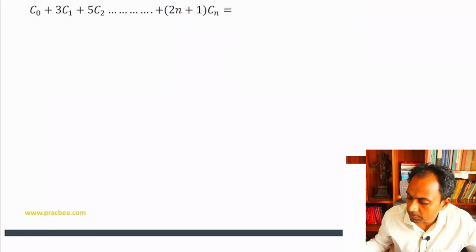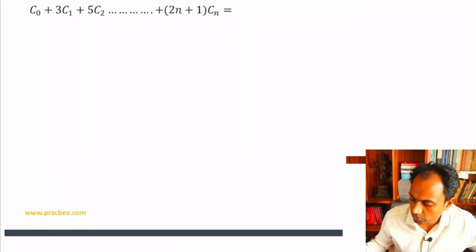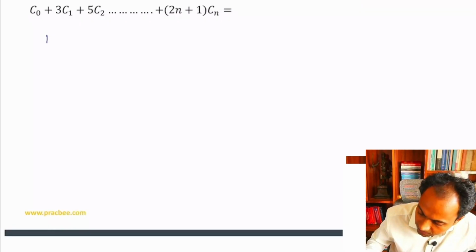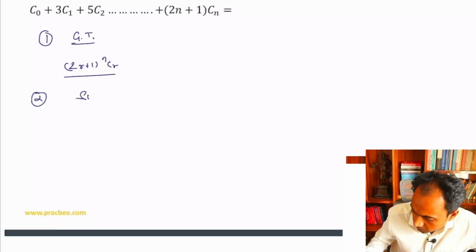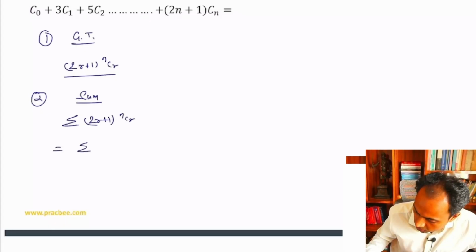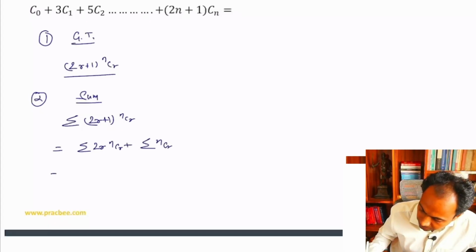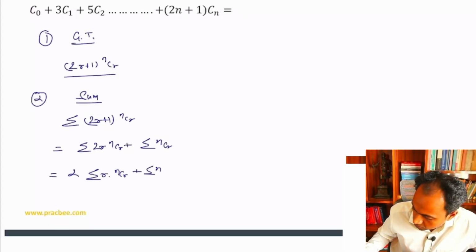Once we understood this, we know that the answer of this is ultimately going to be 0. But let us see what I am going to do if I am given a non-standard kind of thing. Now instead of following the 4 steps, I can just write the general term and apply the properties of summation. So my general term is 2r plus 1 nCr. If I am doing the sum of this, it will become summation of 2r plus 1 nCr. I can distribute the summation, so summation of 2r nCr plus summation of nCr. 2 can be taken as common, so 2 times summation of r nCr plus summation of nCr.